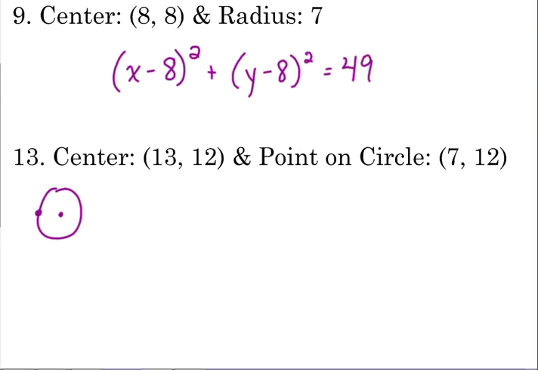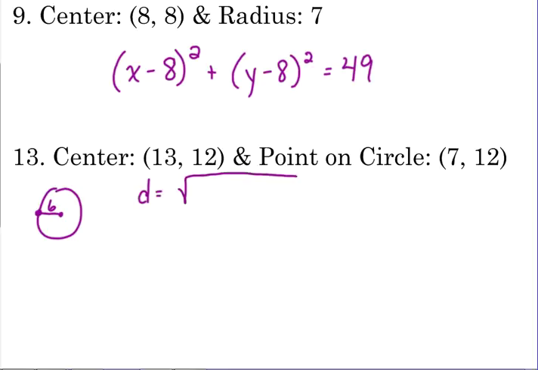And 13, 12 is our center. 7, 12 is our point on the circle. So what's our radius? Oh, it's 6. Okay, it's 6. Now, if it were not directly across from it, what would we have to do to figure out the radius? The distance formula, okay? We would have to do the distance formula.